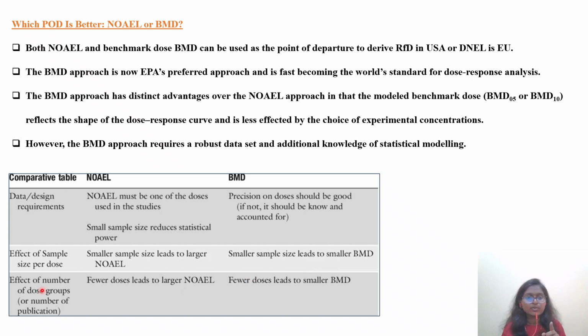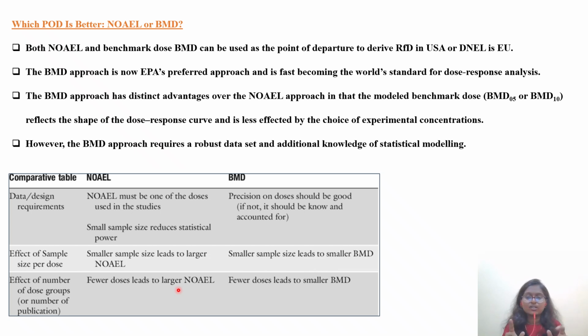The last important point, effect of number of dose groups. Fewer doses lead to larger NOAEL. Fewer doses lead to smaller BMD. In the case of NOAEL, fewer doses lead to a larger value. But there are certain exceptional studies. The typical study design is control, low dose, mid dose and high dose. But there are a few studies where the mid dose is divided into low mid dose and high mid dose.